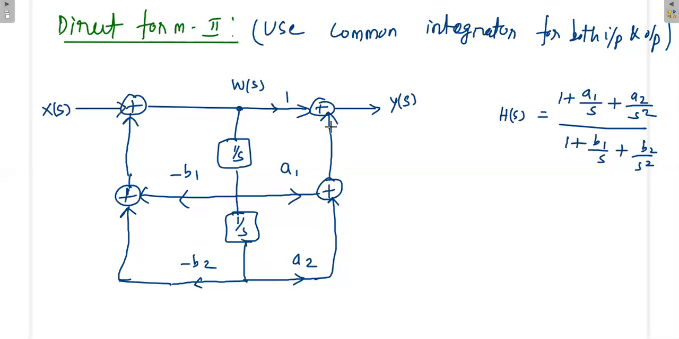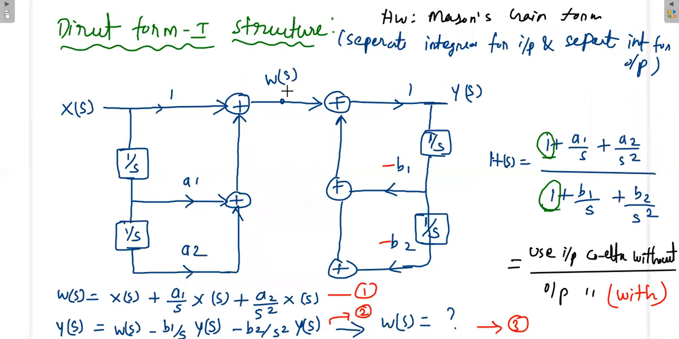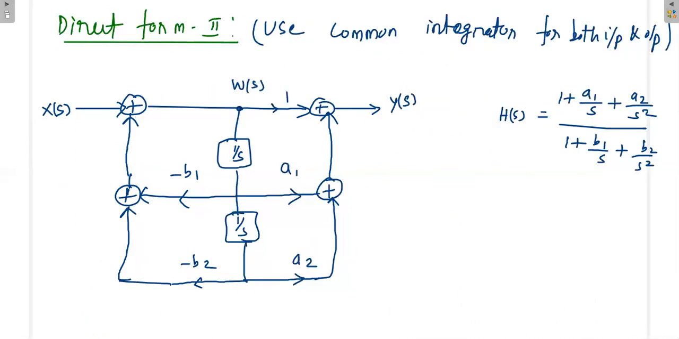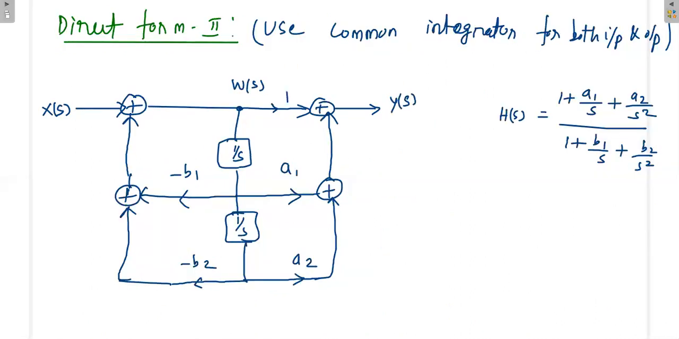Okay, so this is the final representation of the direct form 2. If you compare with the direct form 1, actually, we are using these integrators in common. Here 4 integrators, but in this case only 2 integrators, that too in common. And one more thing you can see here, whatever the gain present in the output side came to the input side. The gains minus b1 and minus b2 came to this side, and a1, a2 were present at the input side, but came to the output side. That is the difference.